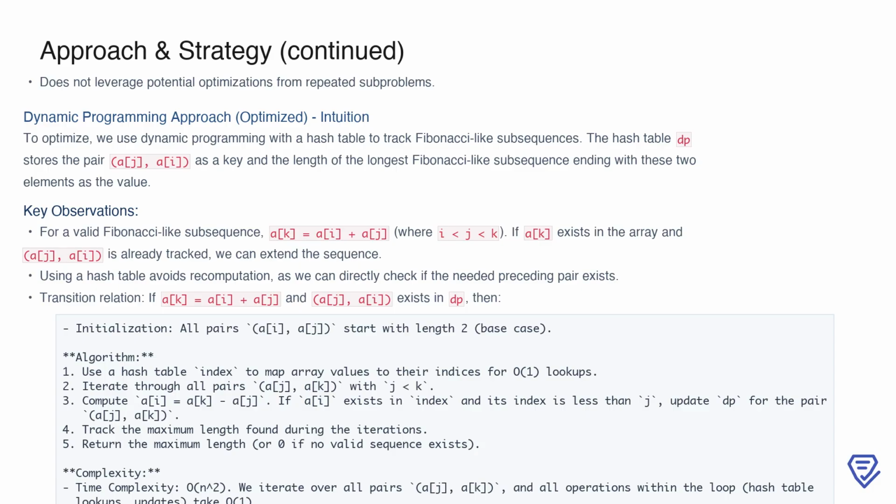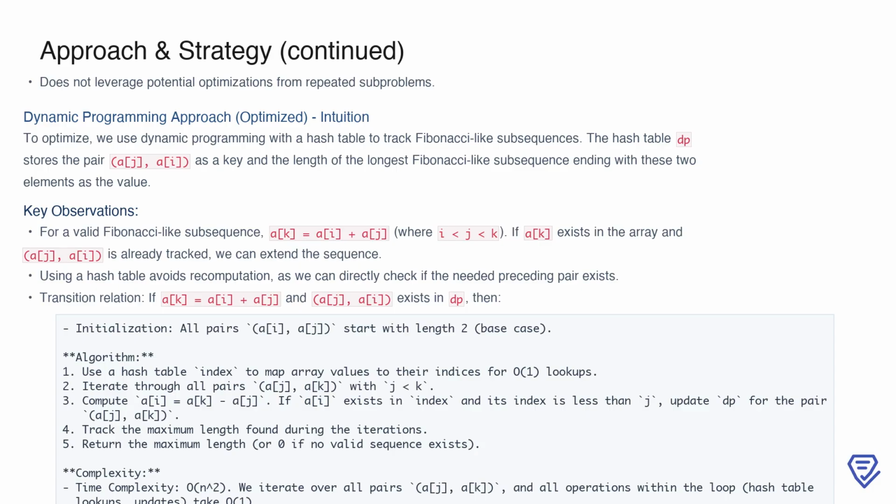The fundamental observation remains the same. For a valid Fibonacci-like subsequence, A[k] must equal A[i] plus A[j] for indices i less than j less than k. If A[k] exists in the array and the pair (A[j], A[i]) is already tracked in DP, we can extend the sequence by updating the length for the new pair (A[j], A[k]). The transition relation for this update is straightforward. DP[A[j], A[k]] equals DP[A[i], A[j]] plus 1. Initially, every pair of numbers starts with a base case length of 2.